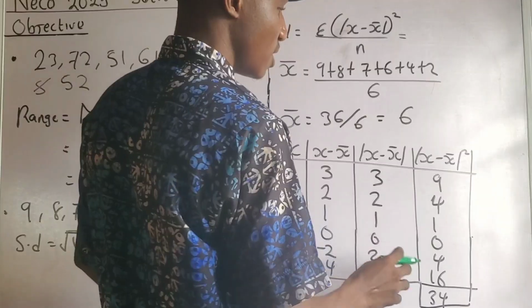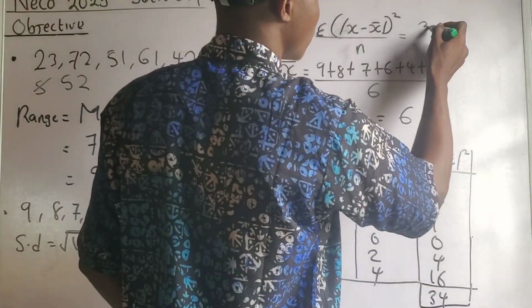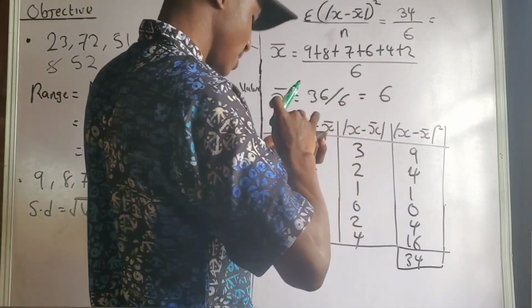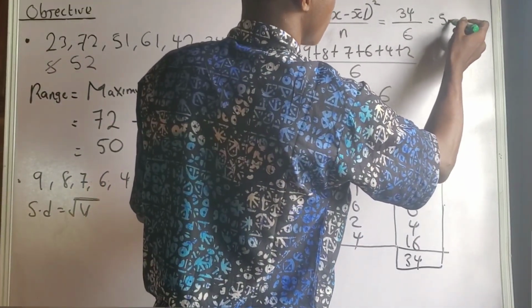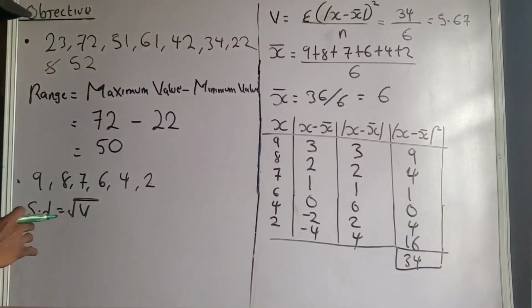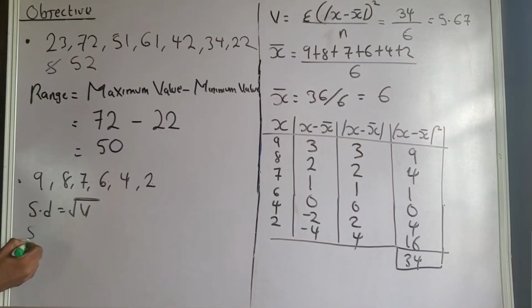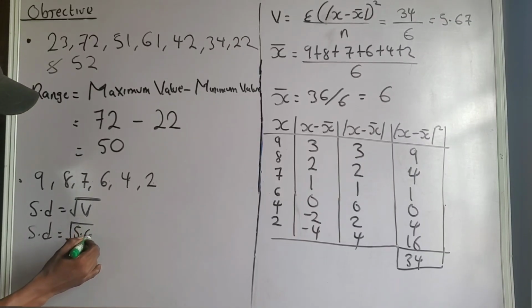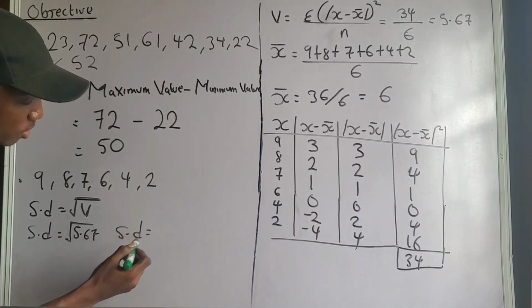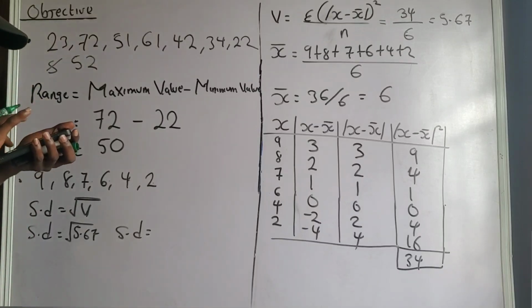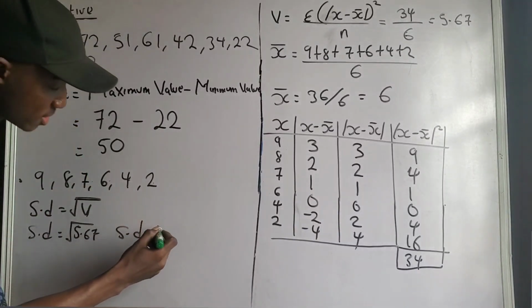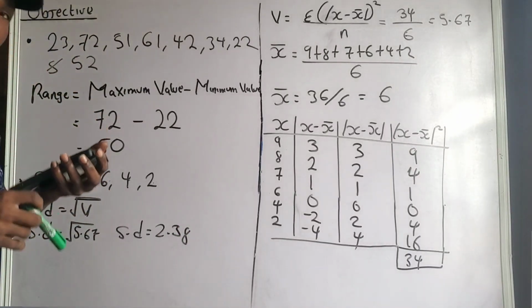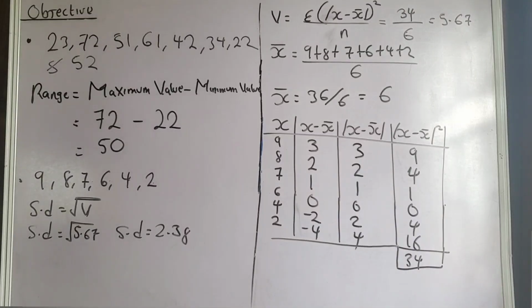Variance is equal to the summation of all these, which is 34, all over n. N is 6. So 34 divided by 6 is 5.67. Now, don't forget that standard deviation is the square root of variance. So the standard deviation equals the square root of 5.67, which is 2.38. So the correct option to that question is option A.